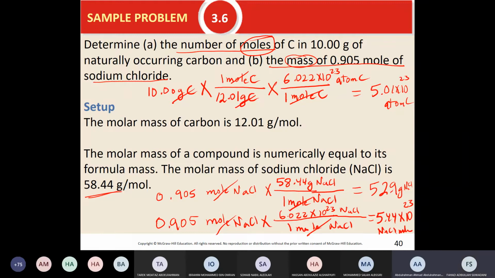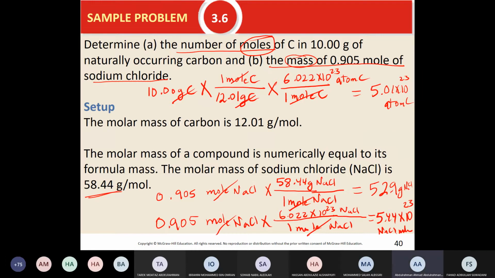How easy? Doctor, can I write AMU? No, don't write AMU. I'm not asking about how many atoms I'm counting. I'm not saying what's the mass of this thing. Is this clear?